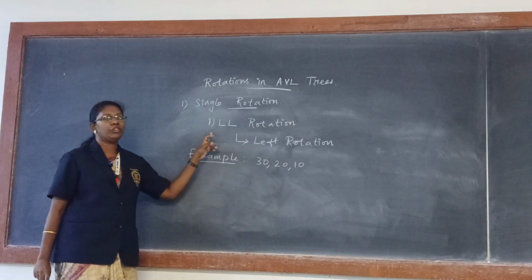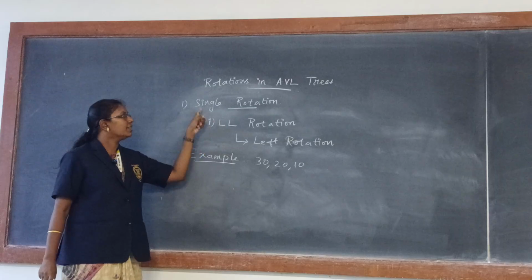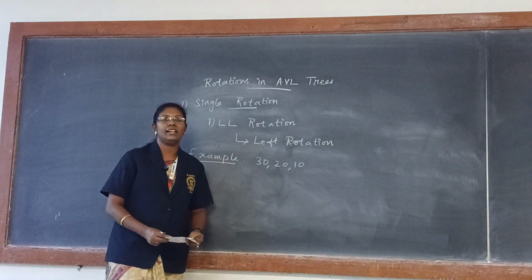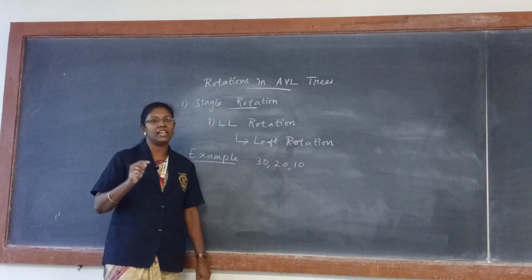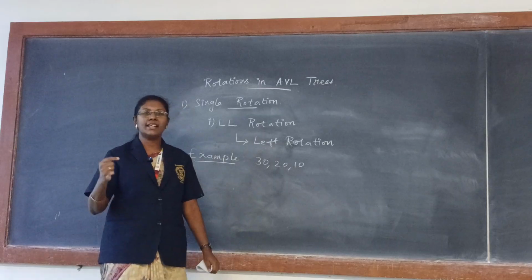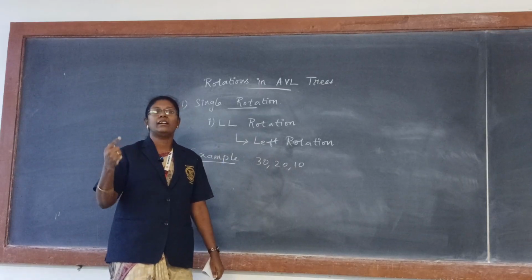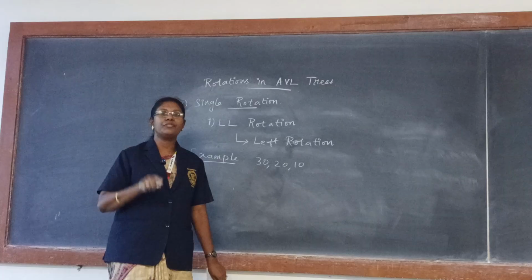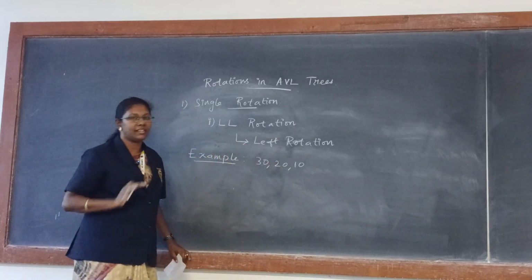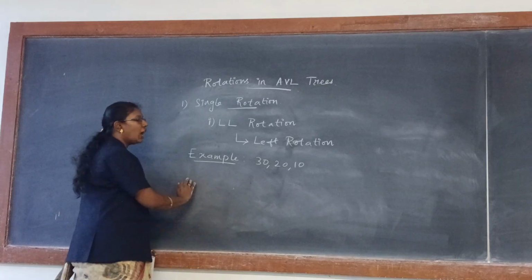Here, what type of rotation am I going to perform? It is a single rotation and the category is LL rotation. LL rotation means we are going to perform only left rotation. In the sense, I am going to insert a value into the left child of the left subtree. That is why we are calling this rotation LL rotation. So let's see how it works.